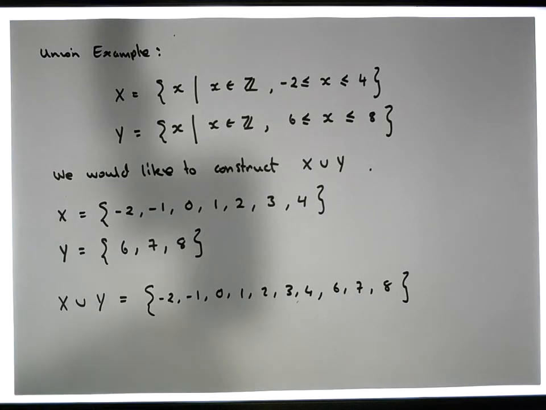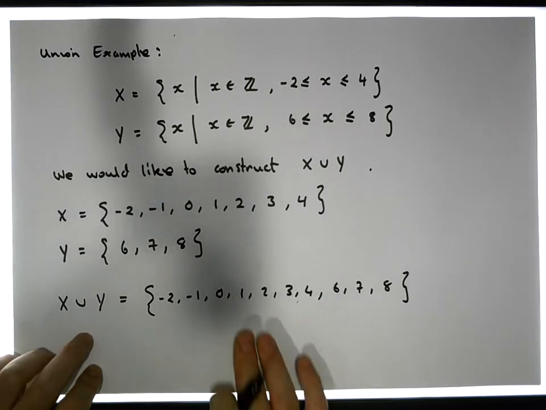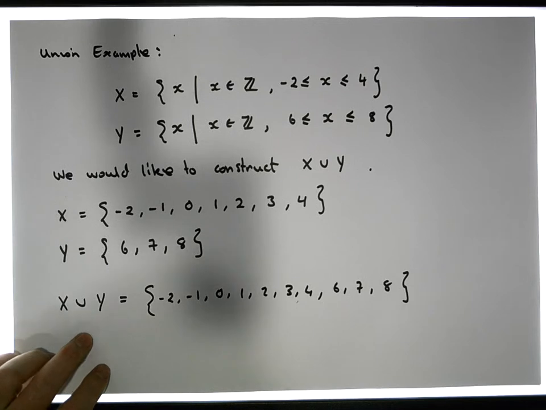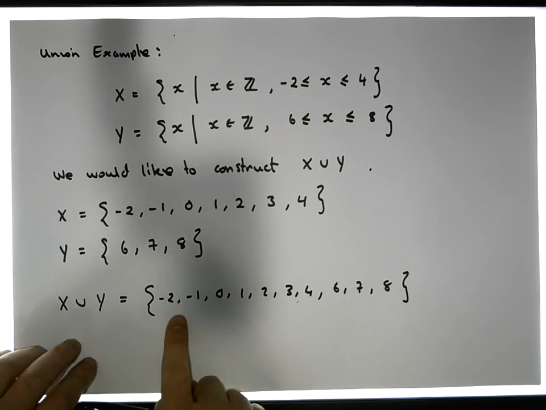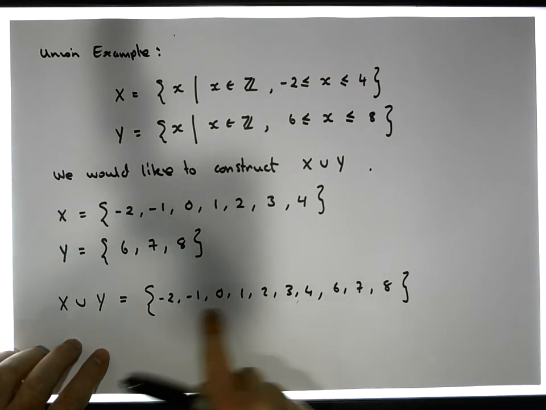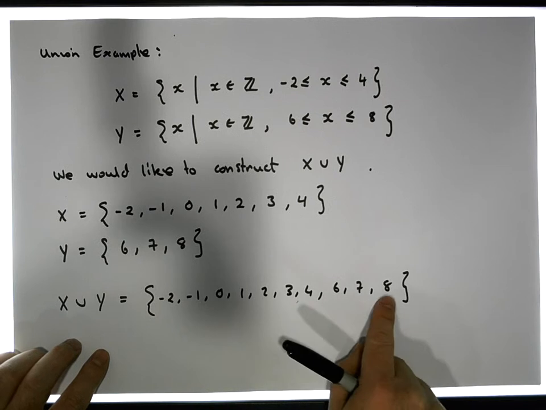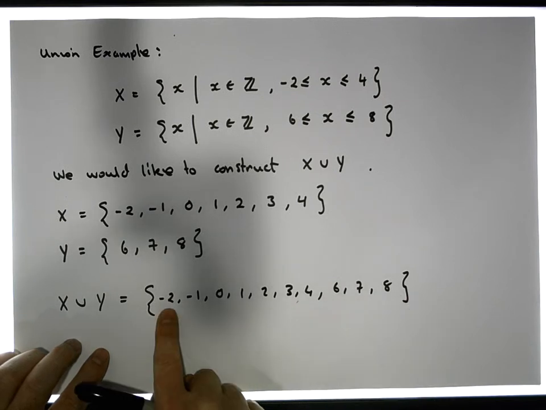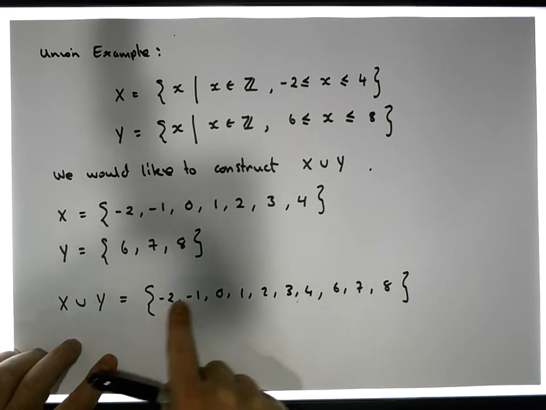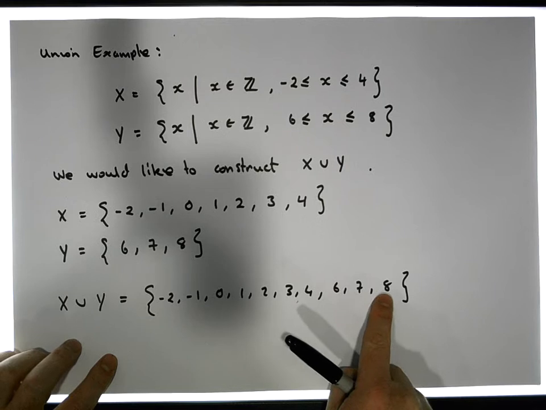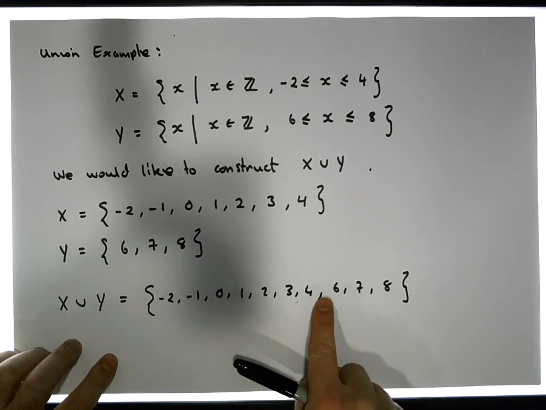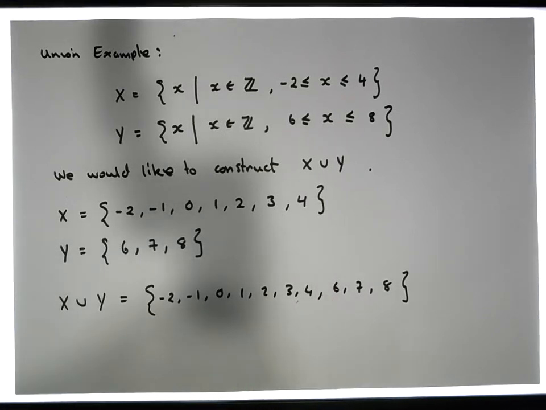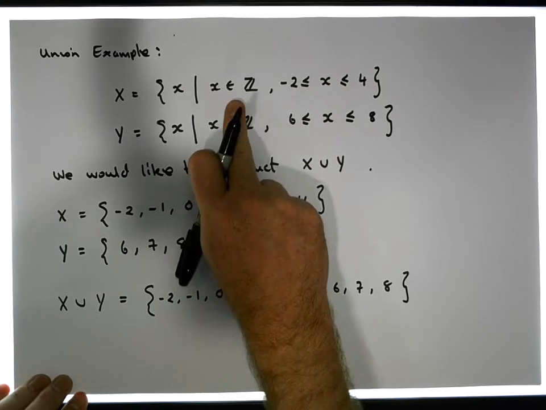Is there another way we could write this? We could write this in set builder notation. But let's think about the values that are in here. All the values are integers. They're greater than or equal to -2. They're less than or equal to 8. And the only integer that's missing is the integer 5. So we can write this in set builder notation using a number of conditions.